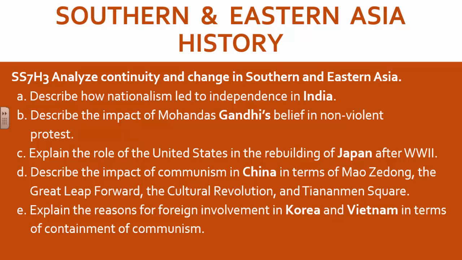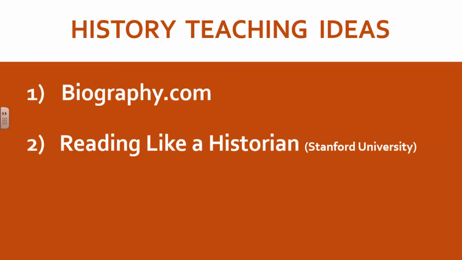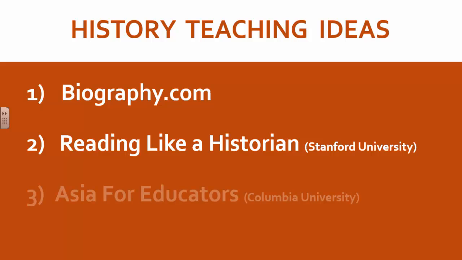Overall, we will look into India and Gandhi, Japan after World War II, communism in China, and foreign involvement in Korea and Vietnam. There are several resources that can be used in planning units for all of these history standards. These include biography.com, Stanford University's Reading Like a Historian, and Columbia University's Asia for Educators.